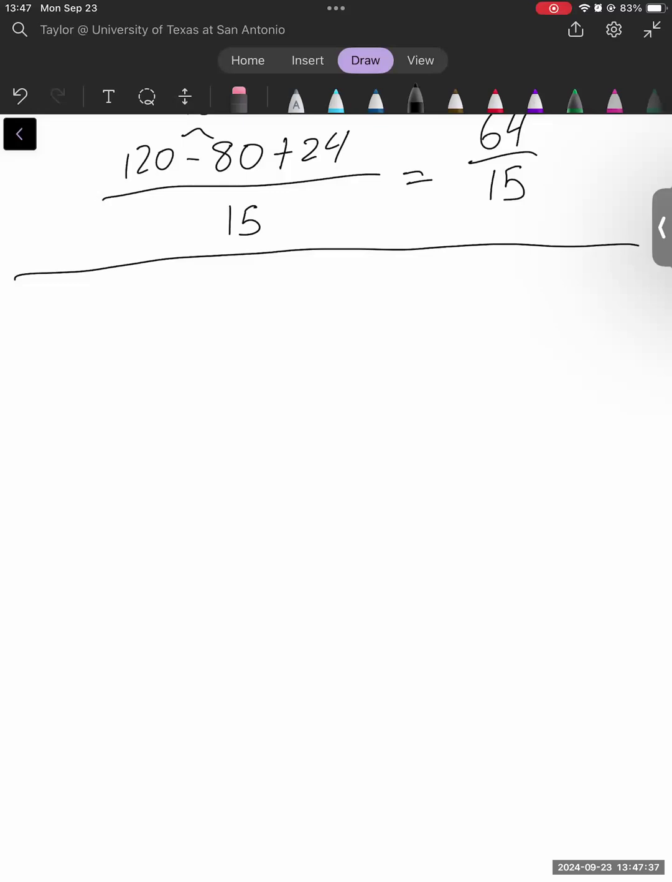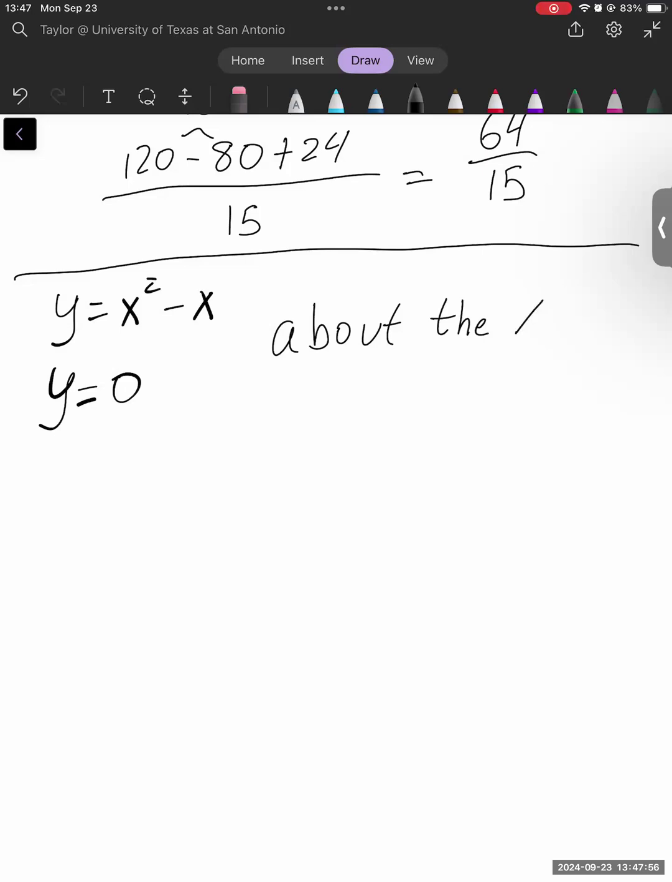So this next one is y equals x squared minus x, and y equals 0, and we're going to revolve about the x-axis. Okay, I'm going to go ahead and give you guys a second to draw that, and then give me a thumbs up when you have it drawn.